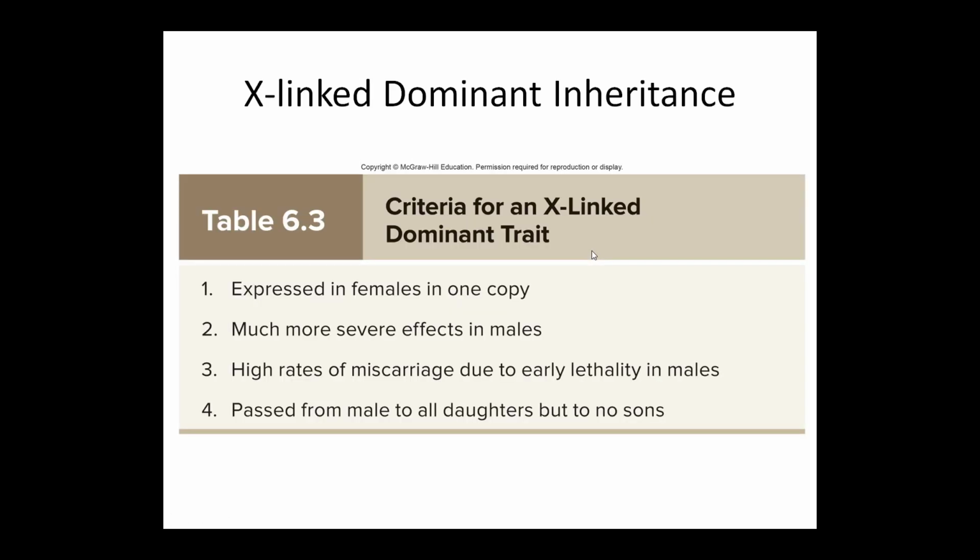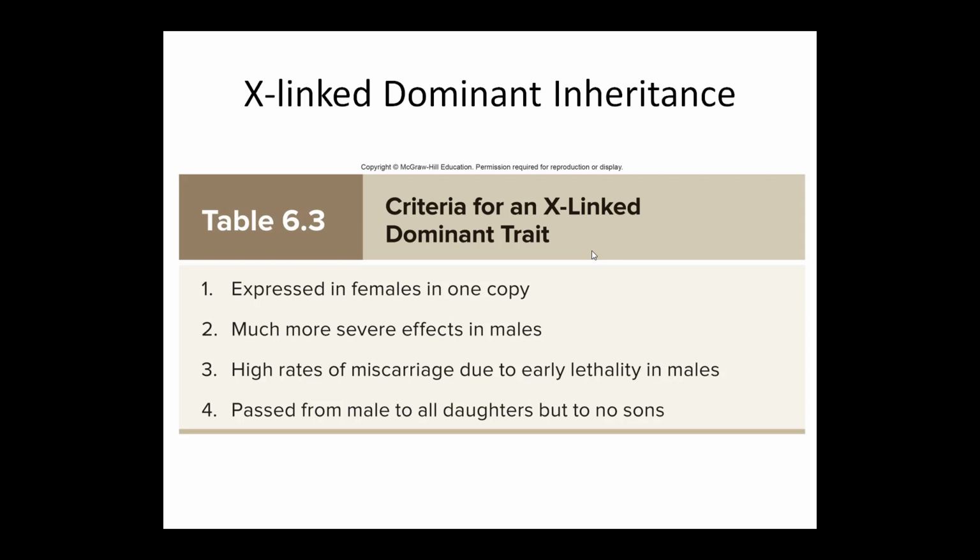So now let's talk about X-linked dominant inheritance. It's expressed in the female in one copy, so it's a dominant trait. So even if you have one mutant X, it will be expressed, and a person will be affected. It's much more severe in males, so males with this X-linked dominant condition are usually embryonically lethal, so they're not even born. It results in high rates of miscarriages due to early lethality in males.